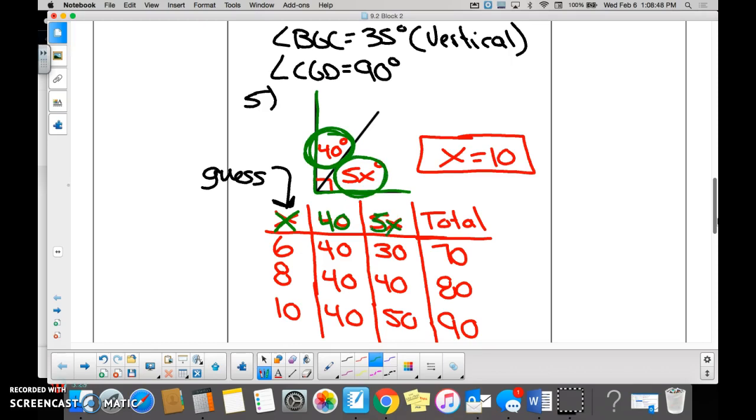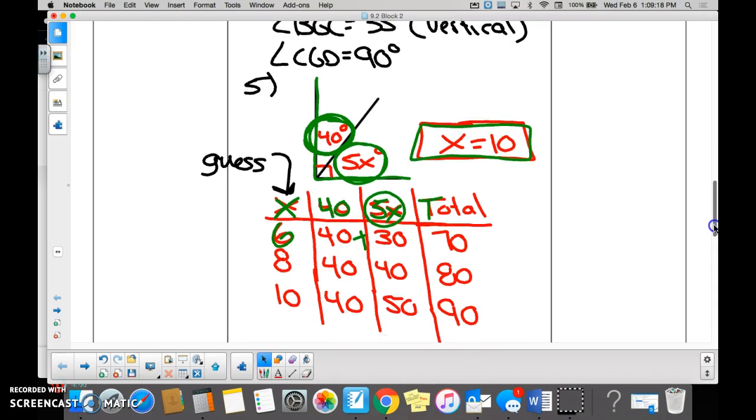And then the last column is the total for whatever we're adding, or for whatever we're guessing with, right? Yes. So if I guess 6 for x, well, there is no x here, so I just drop the 40 down, right? Yes. But if I guess a 6 for 5x, what's 6 times 5? 30. And then we add them together, what's 40 plus 30? 70. Is that enough? No. What's it have to equal? 90. I did the same thing with 8, I got 80. I did the same thing with 10, and I ended up with my final answer. So x was equal to 10. Yes, no? Yes.